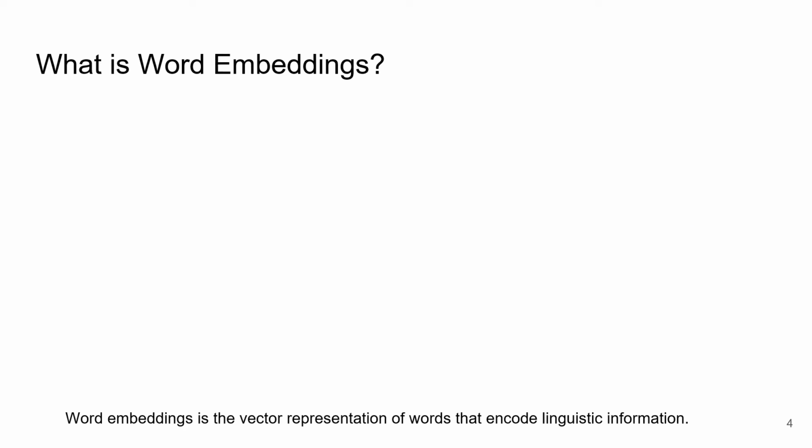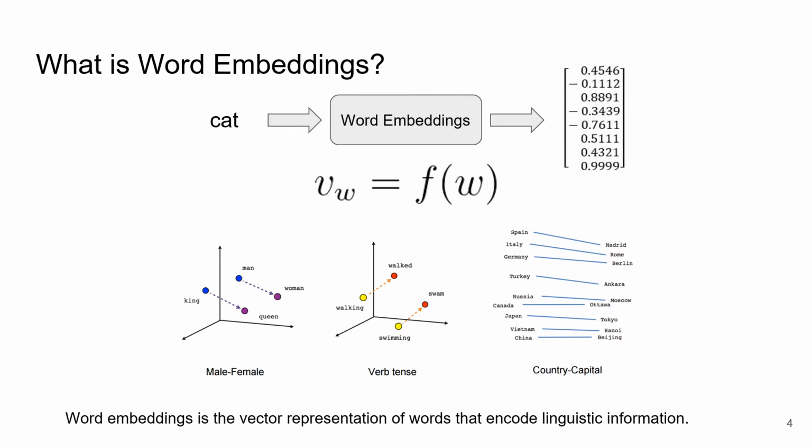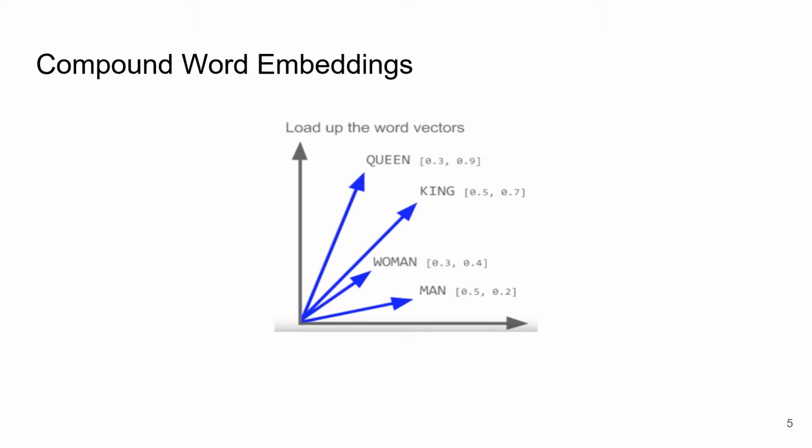But what is word embedding exactly? Word embeddings are vector representations of words that encode linguistic information. The linguistic information could be semantics, such as male and female, syntactics, such as verb tense, and real-world knowledge, such as country and capital. In this work, we want to create a vector representation for compounds such as Tokyo Station and robot arm. But why do we need compound word embedding?